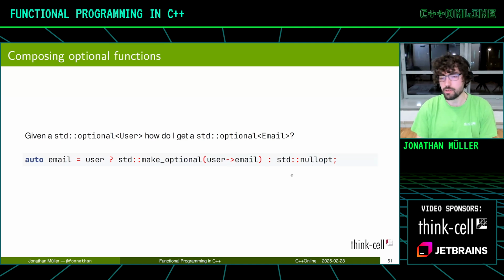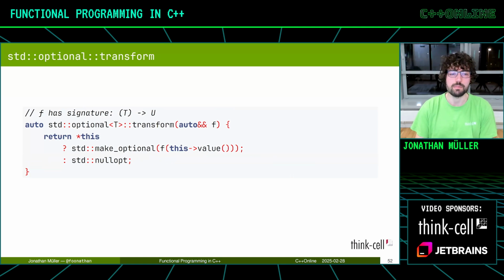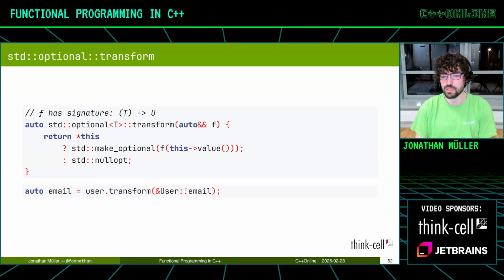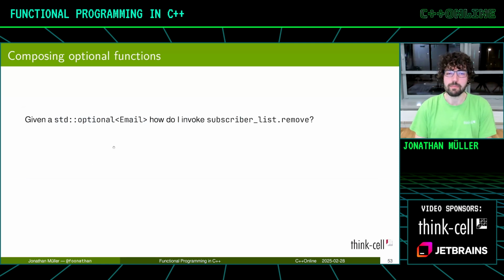And this pattern is so incredibly common, there's a member function for that on optional. It's called transform. So optional T has a member function transform, which takes a function which takes a T and returns a U, and it simply invokes that function on the value if you have one, and then rewraps it back in an optional, and otherwise we forward the empty optional unchanged. And so with transform, we can take our optional user and turn that into an optional email using the email member function. And now we've got our optional email.